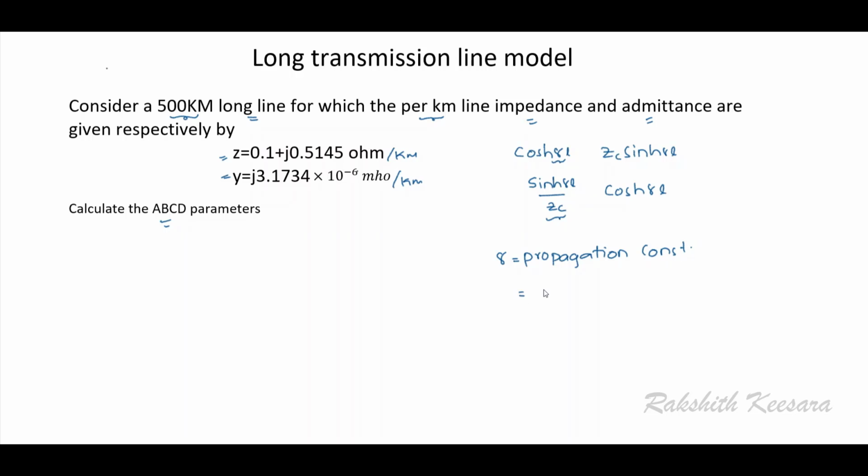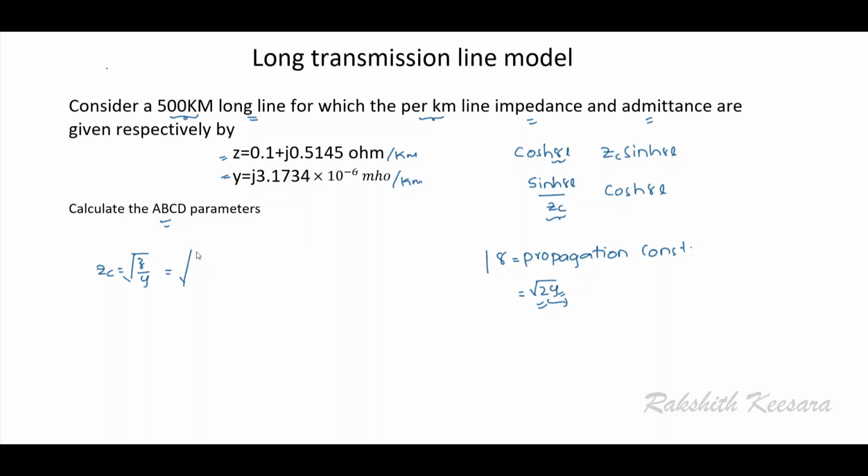And it can be calculated by root over z into y. These are per unit length impedance and admittance values. Next, let us see how to calculate ZC. ZC can be calculated by root over z by y.